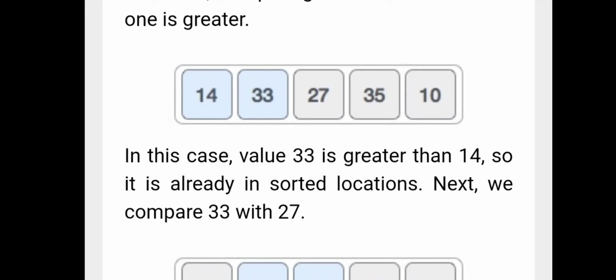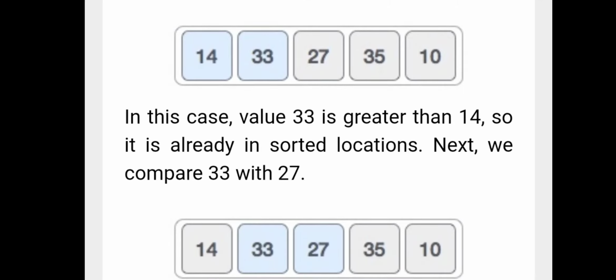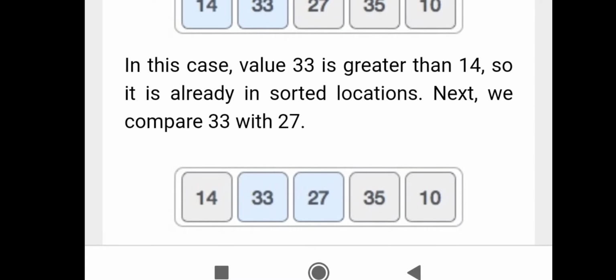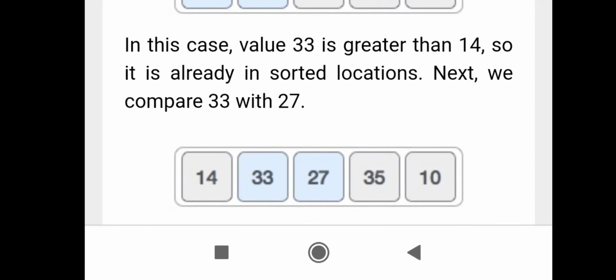Next we compare 33 and 27. Now we are arranging the elements in ascending order. Since 33 is greater than 14, those elements are in a proper order, and we are trying to place these elements in ascending order. The next comparison is 33 compared with 27.